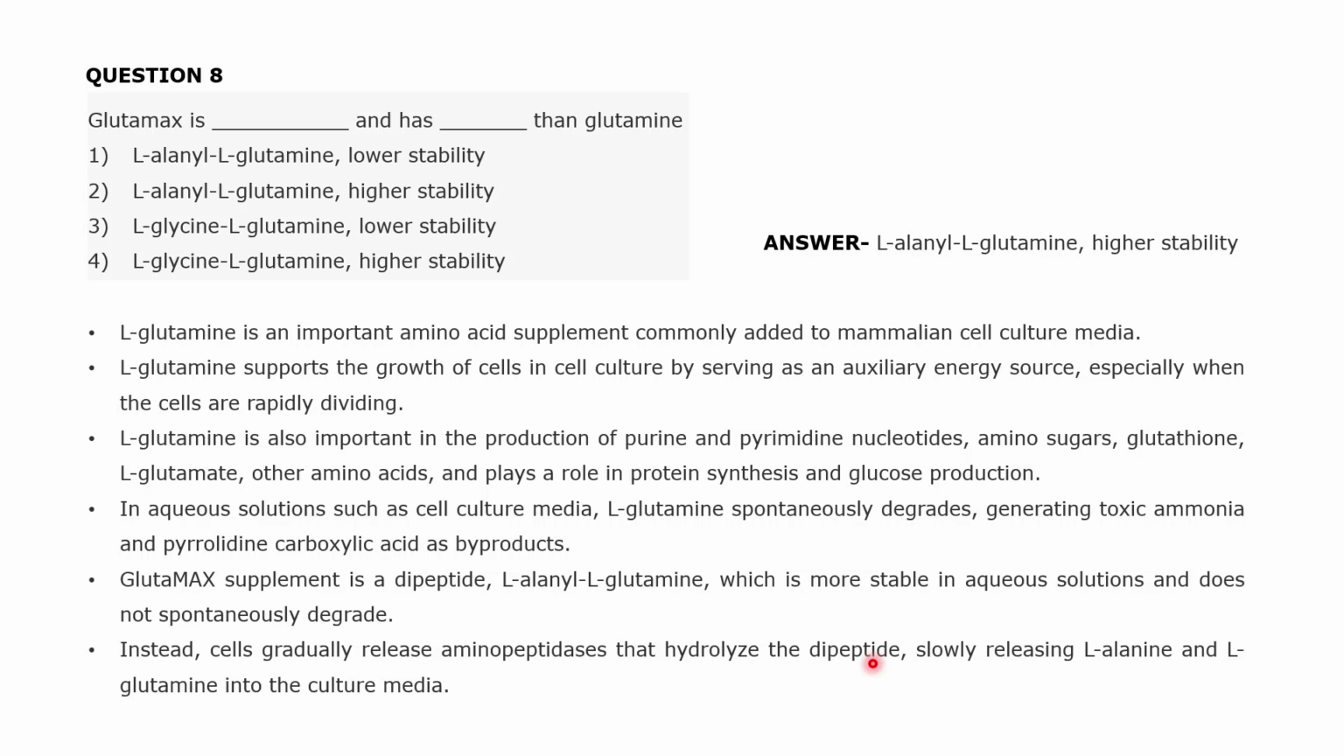So this is why GlutaMAX is important, because in many cases glutamine cannot be used as an individual amino acid source. Instead, GlutaMAX, which is a dipeptide consisting of L-glutamine and L-alanine, is used. Because of its higher stability and slow release in the cell culture media, it is preferred as a cell growth supplement in culture media.